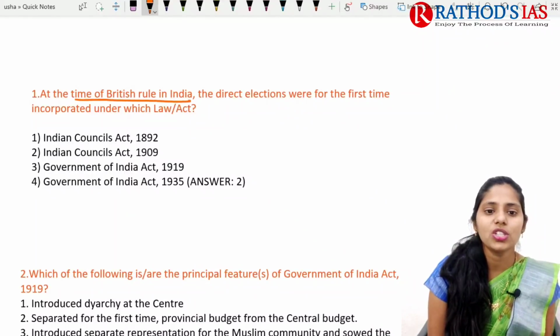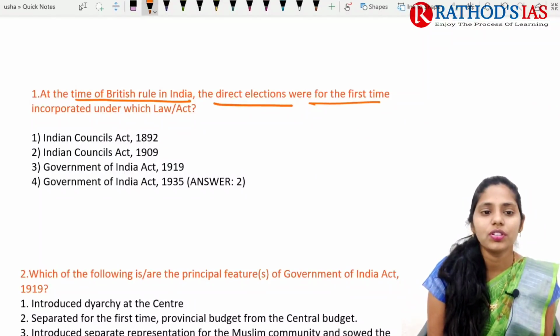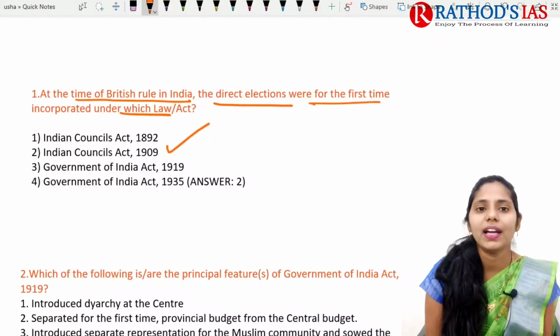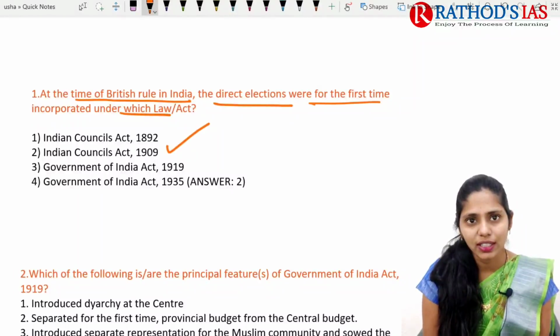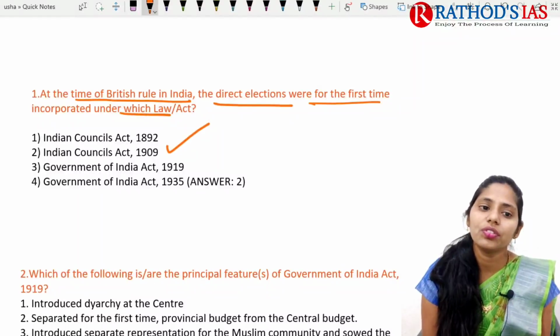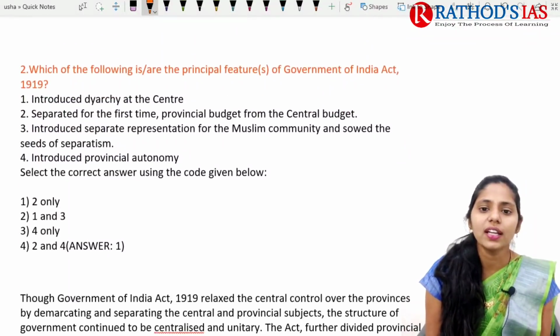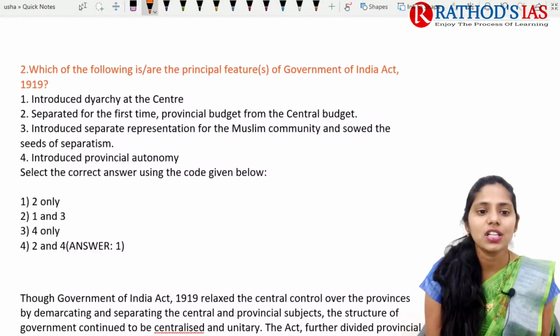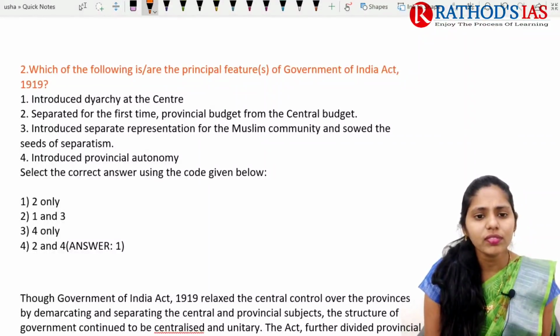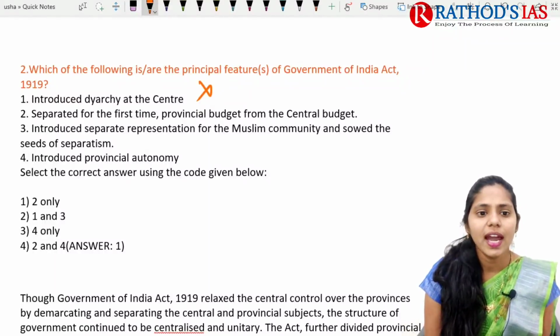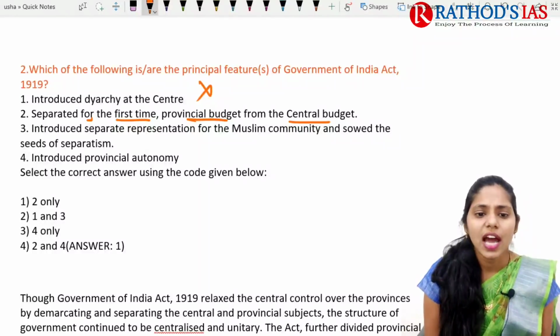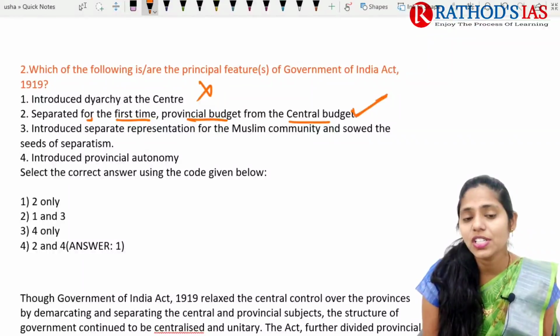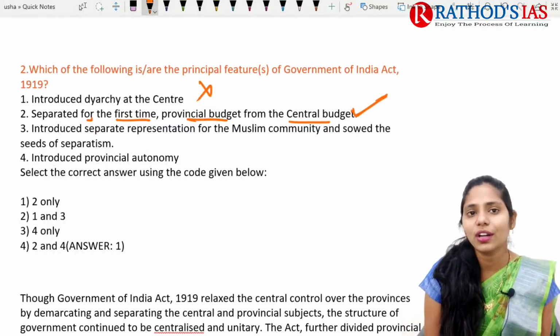The first one is, at the time of British rule in India, direct elections were for the first time incorporated in which law? It is the Indian Councils Act of 1909, that is the Minto-Morley reforms. This Minto-Morley reform introduced direct elections for the first time, right? And the next question is regarding the Government of India Act of 1919, that is the Montagu-Chelmsford reforms. The first statement is that it introduced diarchy, but it does not introduce diarchy at the center, and it came up for the first time with the provincial budget separated from the central budget. Yes, the provincial budget was separated from the central budget for the first time by the Government of India Act of 1919.